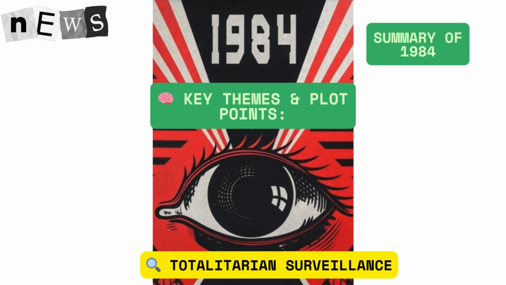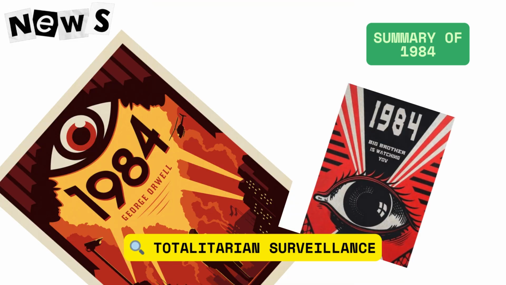Key themes and plot points. Totalitarian surveillance. The Party monitors every citizen relentlessly. Through telescreens, hidden microphones, and a network of informants, no one is ever truly alone. Even thinking against the Party is a crime, what they call a thought crime.